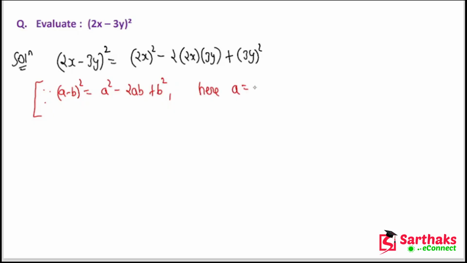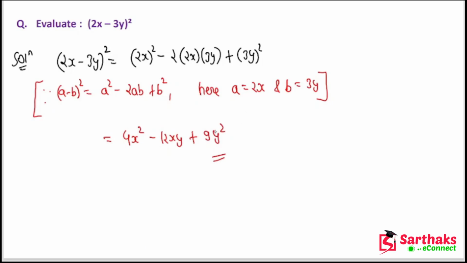Here a is equal to 2x and b is equal to 3y. So we are taking a as 2x and b as 3y. So it will be (2x) whole square, that is 4 of x square, minus 2 into 2, 4 into 3, 12, so 12xy plus 9y square. So this is (2x minus 3y) whole square.